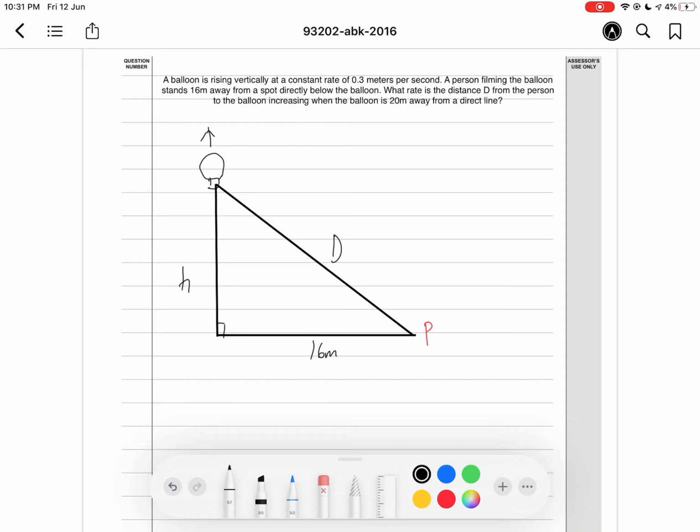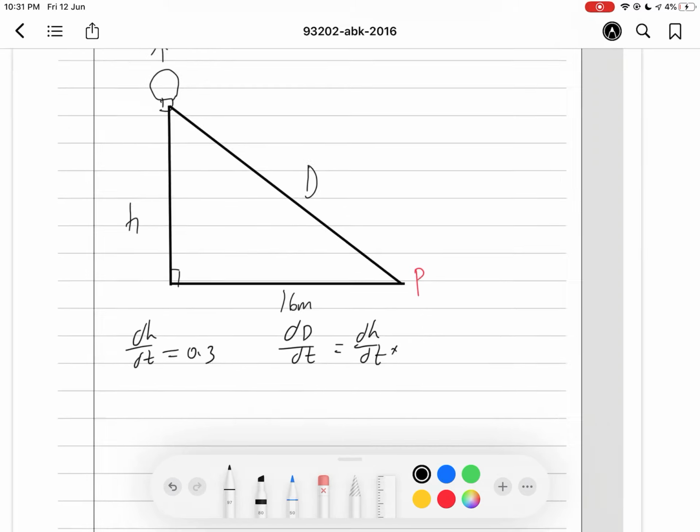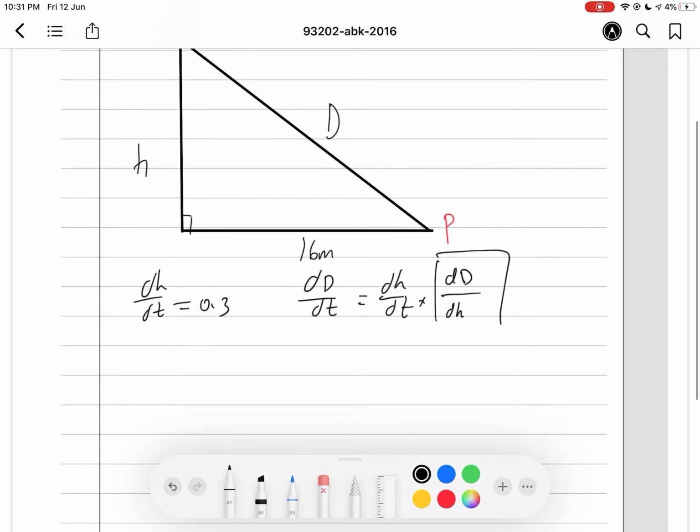Once again, this is one of these rate of change questions, like I was saying in my previous video. First thing you do, write down what you have. Balloon rising vertically, so h is increasing at 0.3 meters per second. Rate refers to time, remember, so dh over dt equals 0.3, okay? What do you want to find? You want to find the change of distance d with respect to time, because it's rate. So dd over dt is what we're trying to find, and that could be equal to dh over dt multiplied by something. We want to get rid of dh, so we'll add a dh here in order to cancel it out, and we need to introduce dd. So that's what we're trying to find.